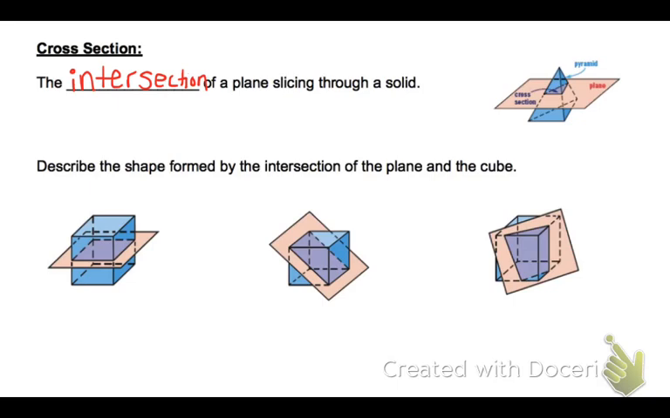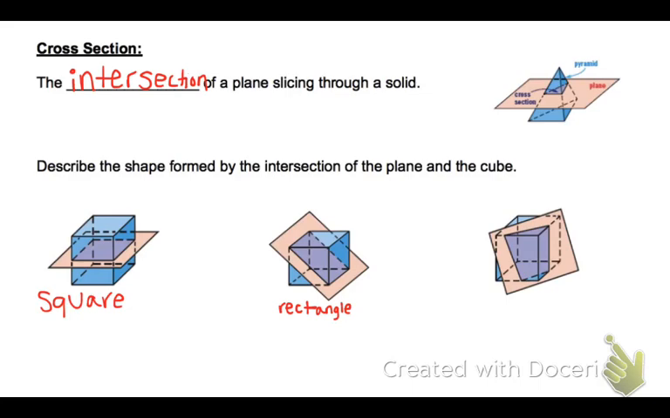On the far left in the first example, I have a cube and my plane's going right through it, almost as if it's parallel. It's parallel to our 2 other bases. In that case, our intersection is a square. Looking at our next example, you see that the plane is slicing through our cube at a diagonal. In that example, our intersection is a rectangle.